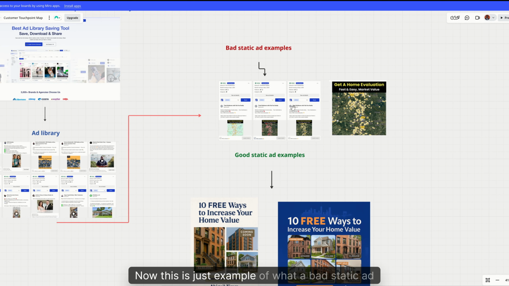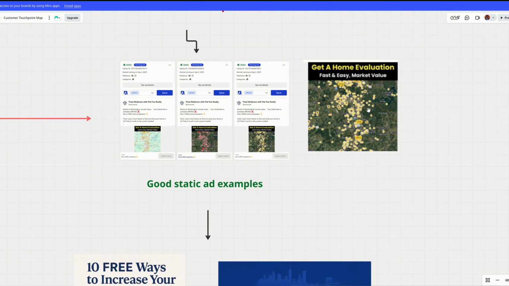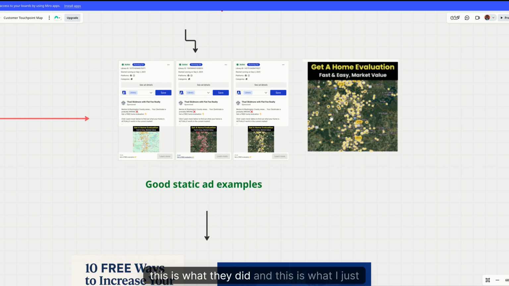Now, this is an example of what a bad static ad looks like. As you can see, this person, no offense to them, this is what they did, and this is what I just found in the ad library. All they did was put a flyer of their get home free evaluation, fast and easy, market value, and it's literally just a graph like this. Honestly, in my personal opinion, that's terrible. That's not something that I would run for my clientele, especially in 2025.